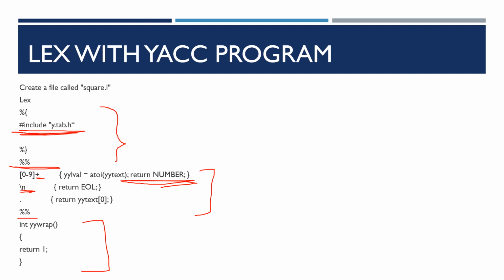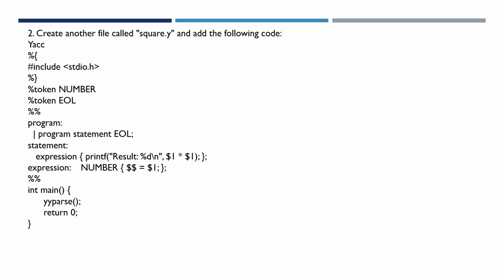And dot indicates any text. And this is the code section. It returns L. And second step, we are going to create another file called square.y. You can give any name. I am using square, and .y represents it's a Yacc file.